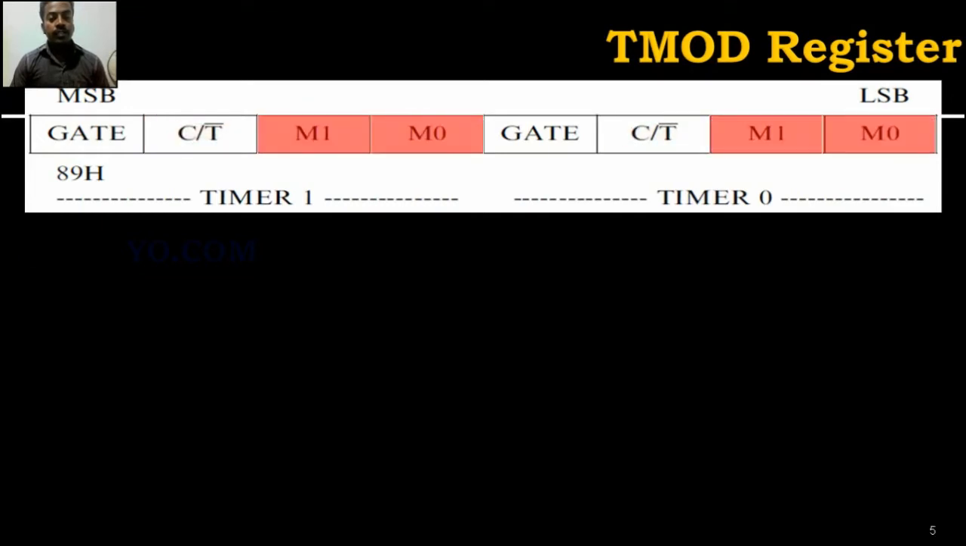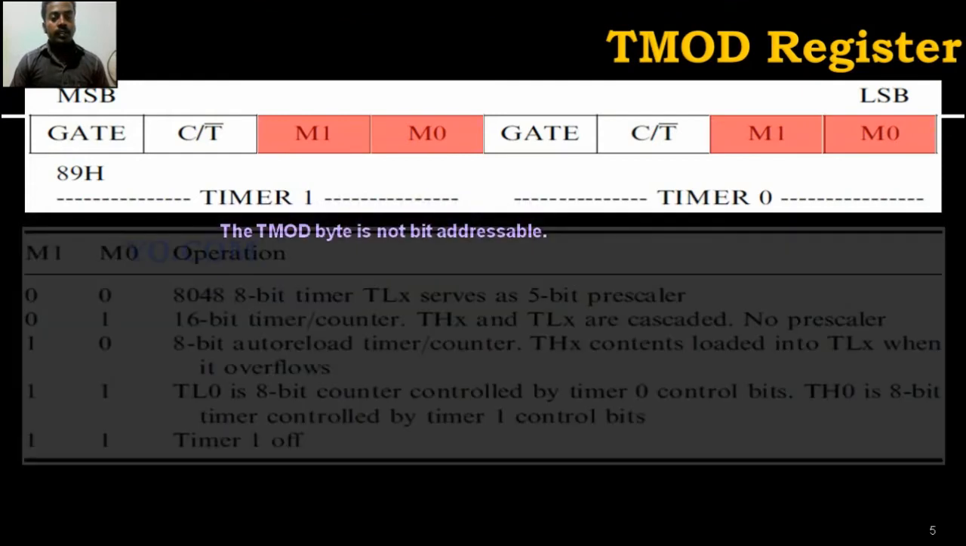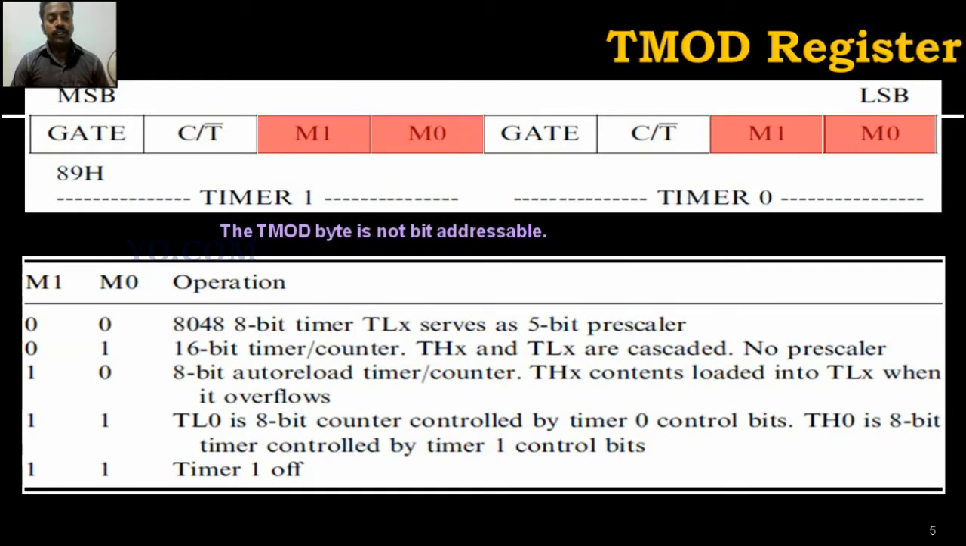Then the modes are available. The TMOD byte is not bit addressable, so these are the modes of operation. Mode 0, that is 00, means it acts as an 8-bit timer. TL serves as a 5-bit prescaler, and the remaining TH acts as an 8-bit timer with a prescaler. If it is 01, it acts as a 16-bit timer or counter. TH and TL are cascaded. No prescaler is used in 01.